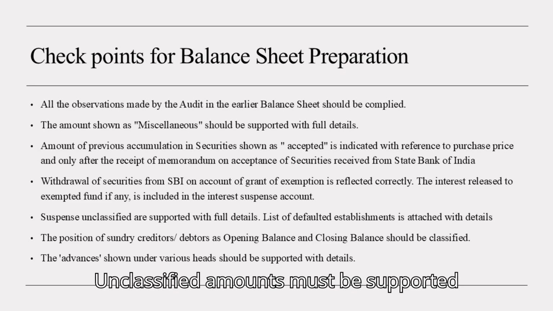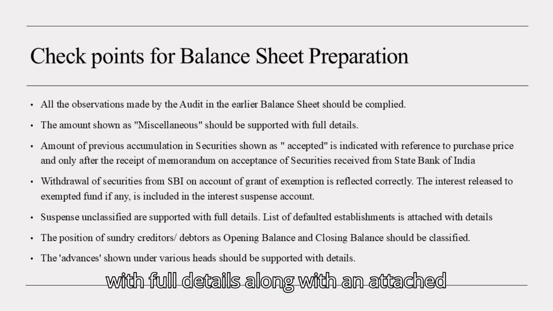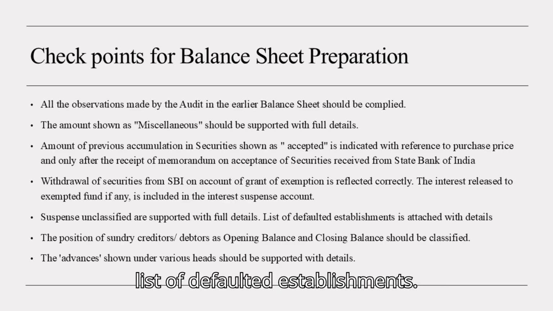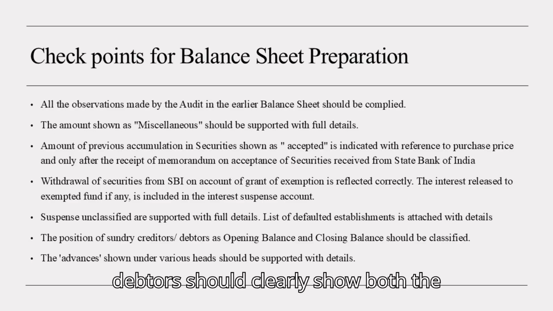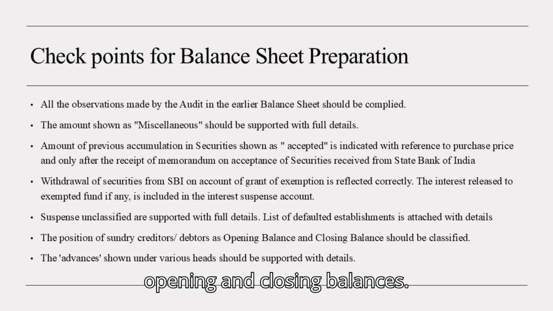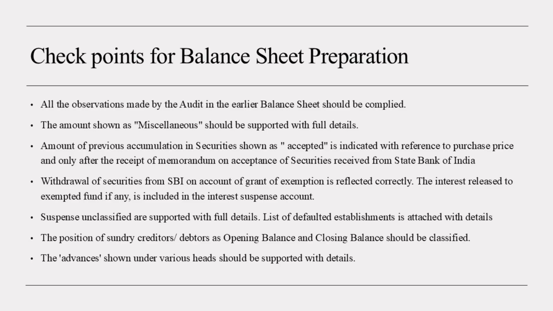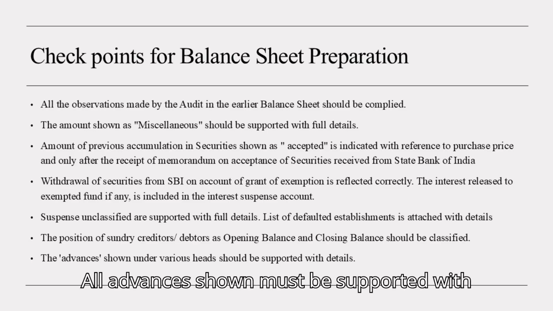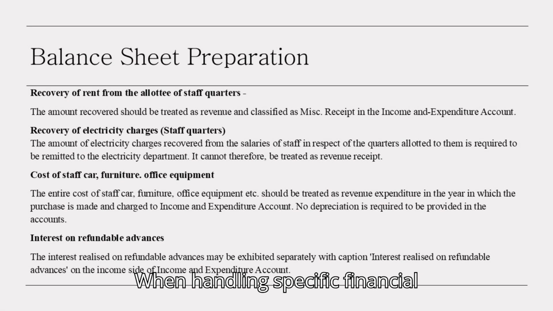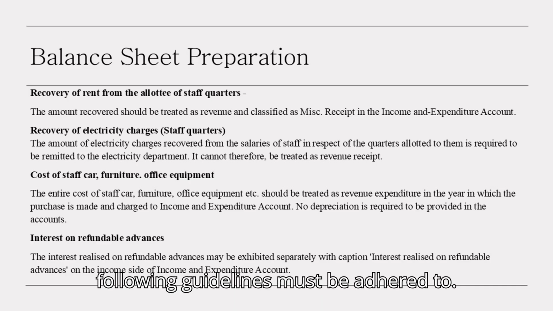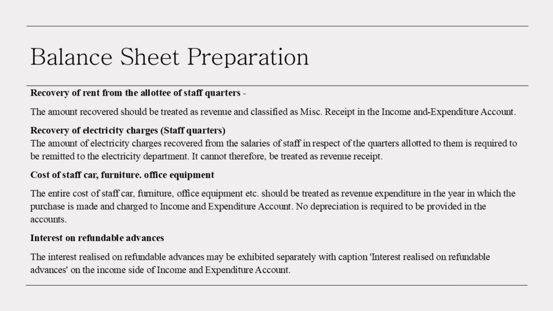Suspense unclassified amounts must be supported with full details, along with an attached list of defaulted establishments. The position of sundry creditors and debtors should clearly show both the opening and closing balances. All advances shown must be supported with detailed information. When handling specific financial recoveries and expenditures, the following guidelines must be adhered to.